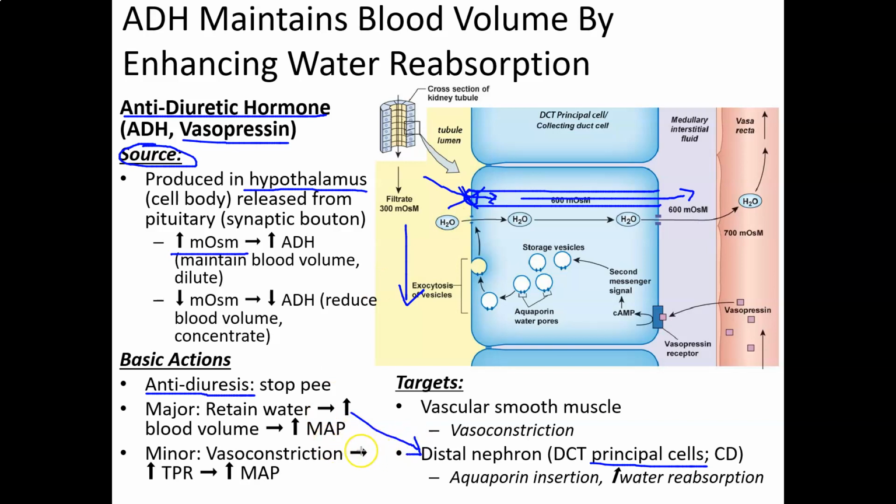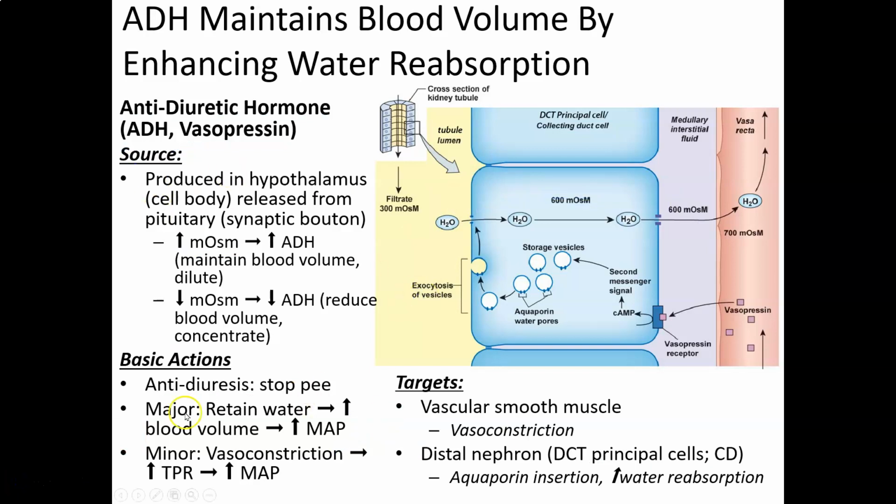The minor mechanism of action, the vasoconstriction, that's just due to this one, so we'll crisscross those arrows to the vascular smooth muscle and vasoconstriction. So it's the smooth muscle in the arterioles especially that constrict and cause vasoconstriction to increase TPR and eventually increase mean arterial pressure. So those are the targets that we see there as well.